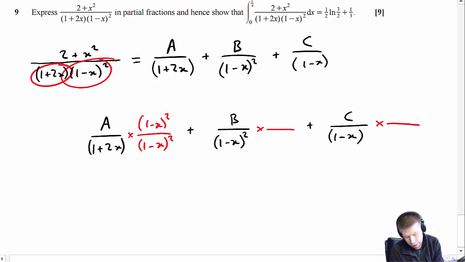Let's do the same thing for the second fraction. I've got a 1 minus x squared on the denominator. I want a 1 plus 2x times 1 minus x squared. So I haven't got 1 plus 2x, so I'm going to have to multiply by that there. So 1 plus 2x.